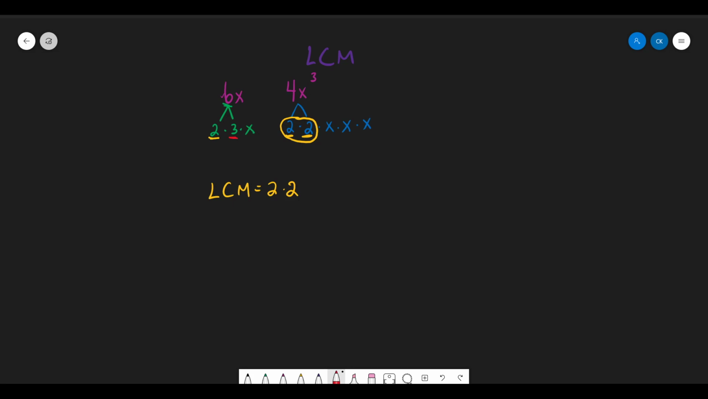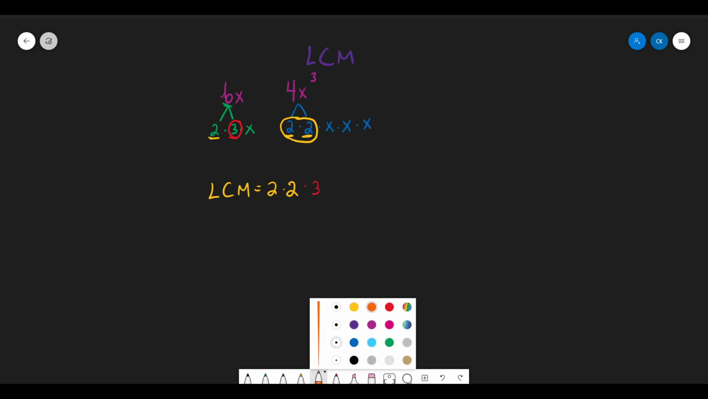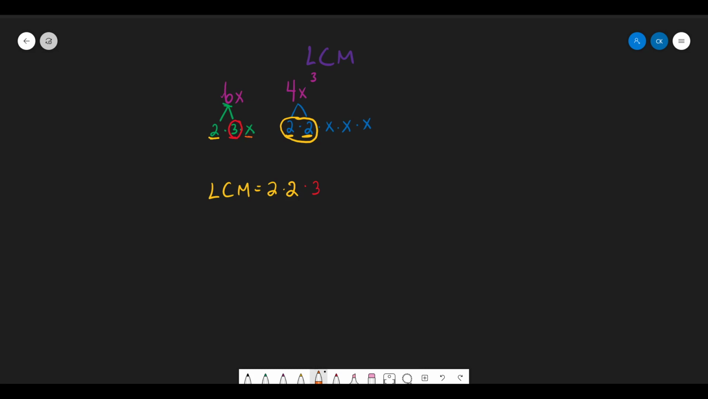So obviously, which one is more? The 1 3 is more. So I'm going to put times 3 into my LCM. Then I'm going to look at the variables. In the 6x, I have 1 x. In 4x to the third, I have 3 x's. Obviously, 3 x's are greater than 1 x, so I'm going to put my 3 x's into the LCM.